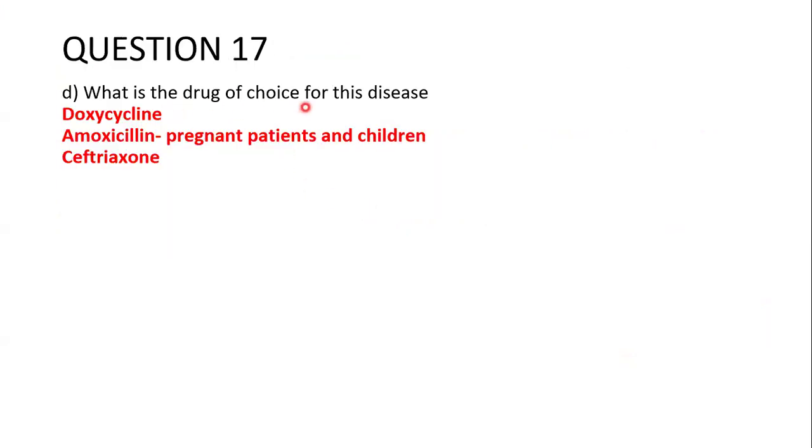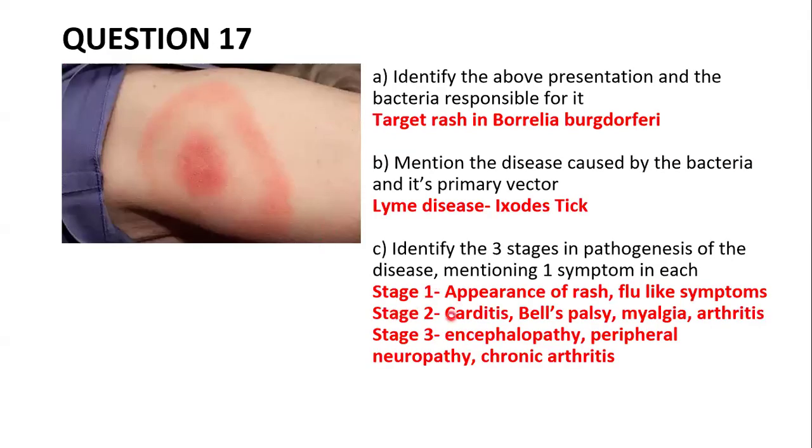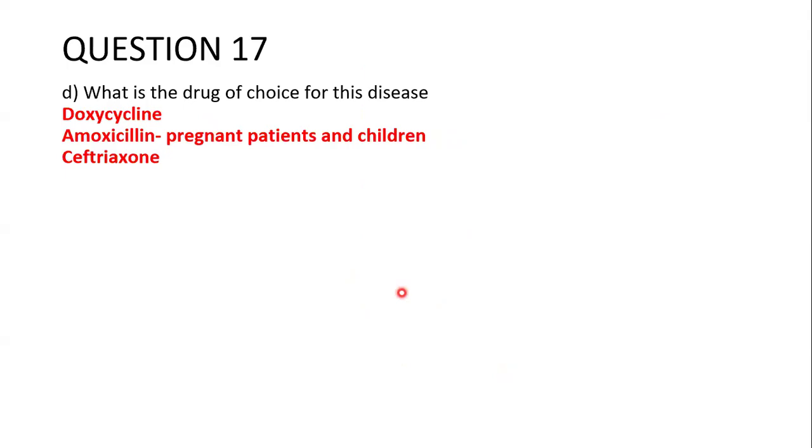Then for drug of choice, we said doxycycline. Remember, doxycycline is not recommended in pregnant women. It's a teratogen, and it is not recommended in children because it would cause discoloration of their teeth. So instead, we give amoxicillin. Then ceftriaxone is used for stage 2 and stage 3 of Lyme disease. Stage 1, we use doxycycline. Stage 2 and 3, we give ceftriaxone, IV therapy, so intravenous therapy.